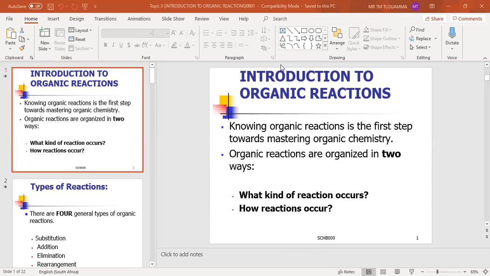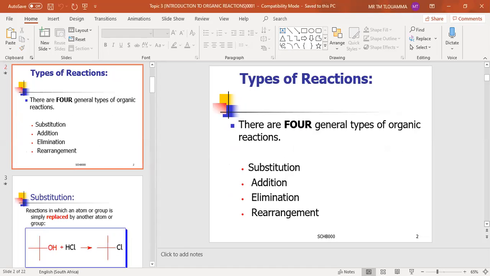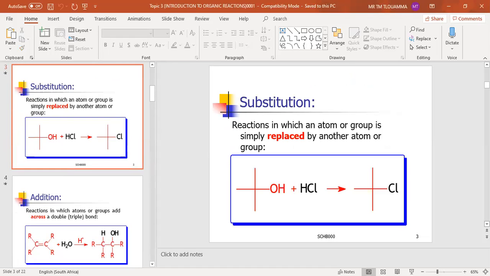organic reaction. And you also need to understand how the reactions occur. We need to know the mechanism of these reactions. How are they occurring? So that's basically the mechanism of the reaction. On our first one, as indicated, we're going to look at the substitution.